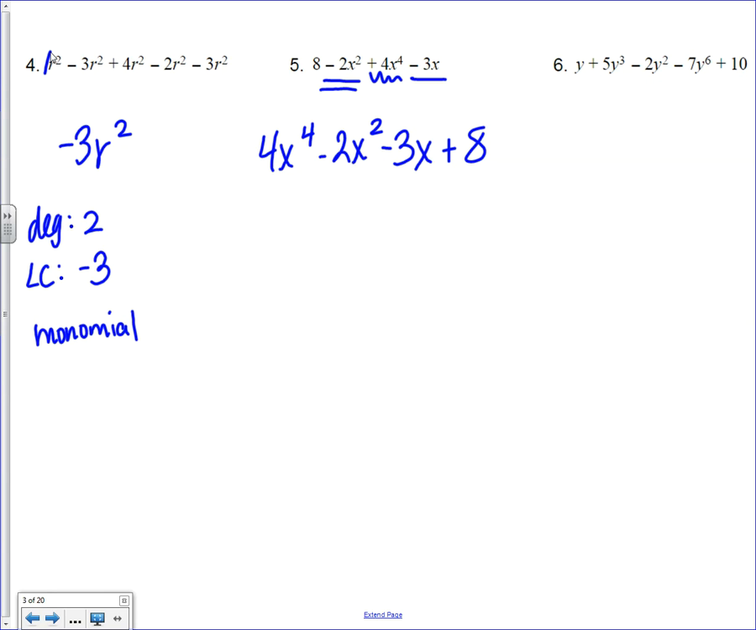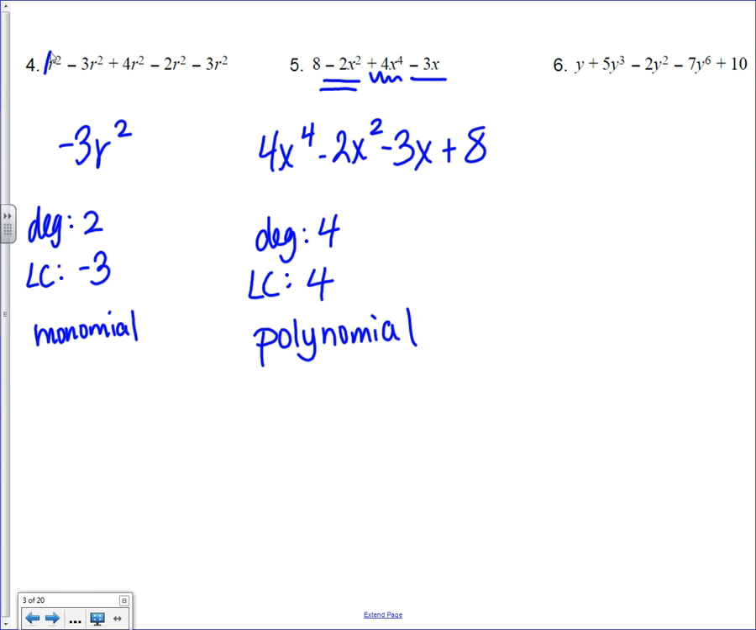You all right? Doing okay? What's the degree? What's the leading coefficient? You guys see how they're both the same there? Yeah. And what kind is this? It's just a polynomial. You see how there's 4 terms up there, folks? Anything bigger than 3 is just classified as a polynomial.